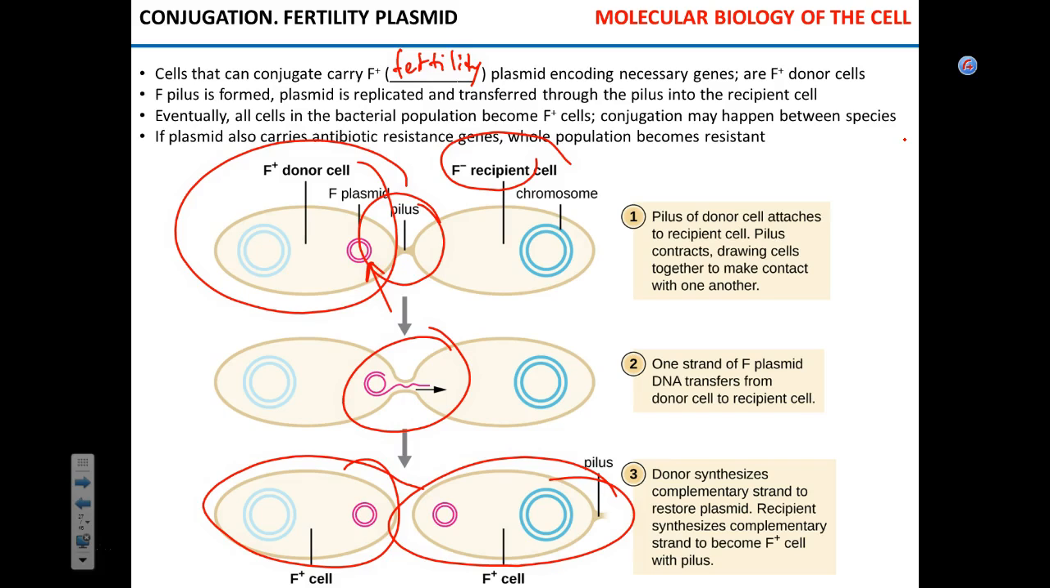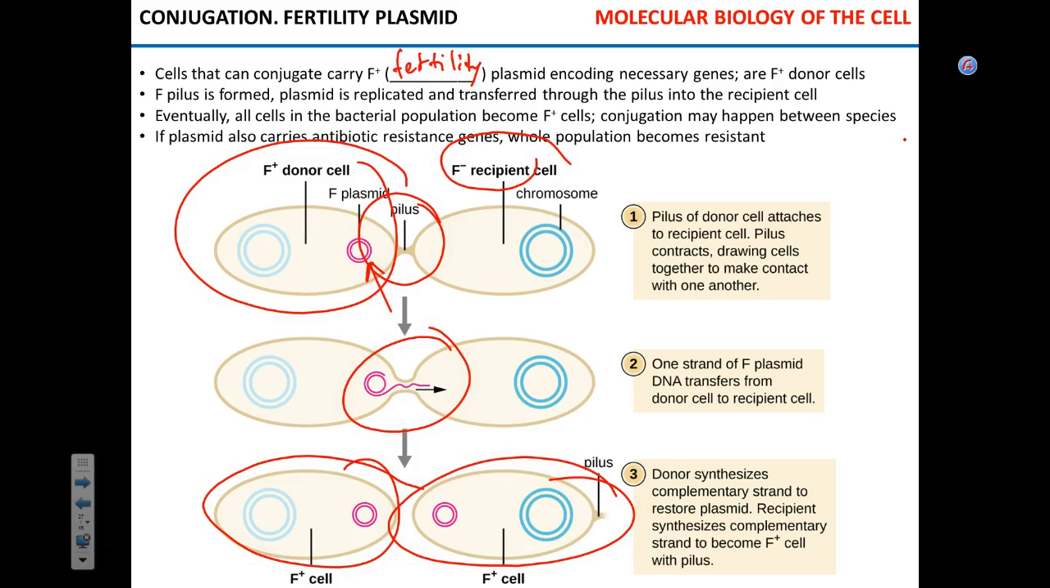Now, why is it so important for public health? Conjugation can happen not only between microbes of the same species, it sometimes occurs between microbes of different species.